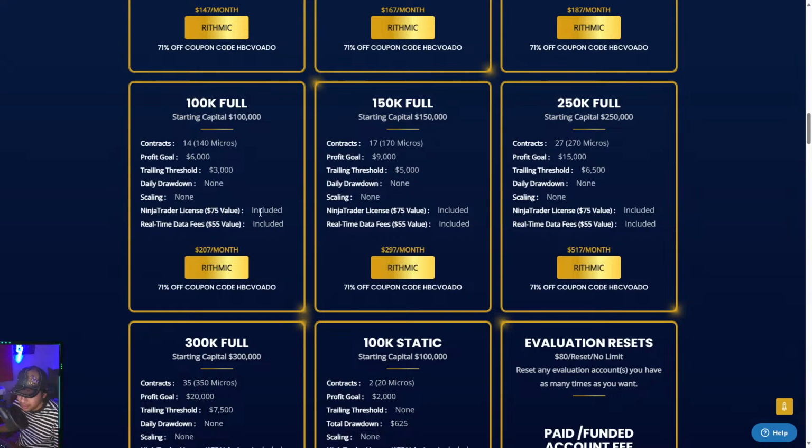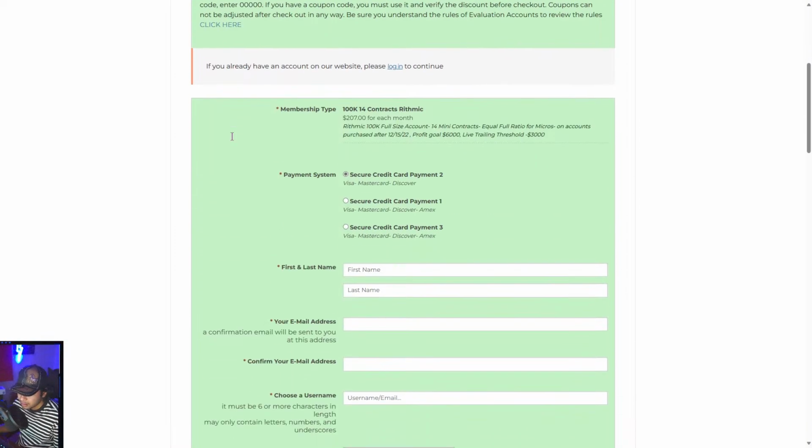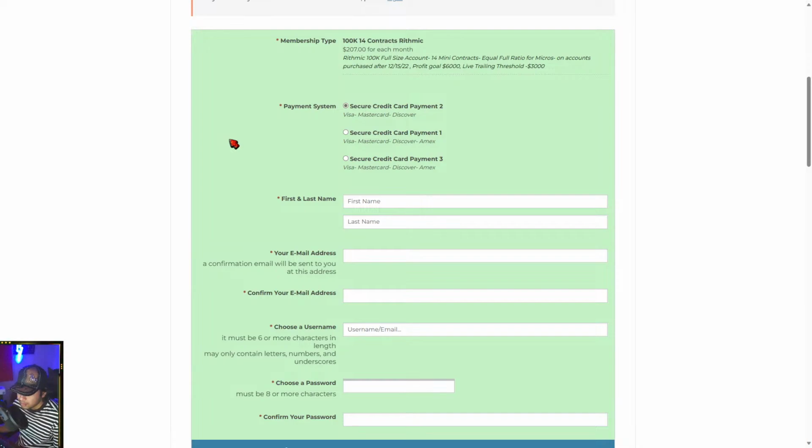NinjaTrader Lite. Okay, can I trade on TradingView with them? Can I do that? I see here NinjaTrader. I never traded with them as well. So let's buy it, Rithmic, and we'll start that account running on Monday, Tuesday. Membership type 100k, 14 contracts, Rithmic, 207 for each month. Okay, Rithmic. So this balance is coming after the discount.